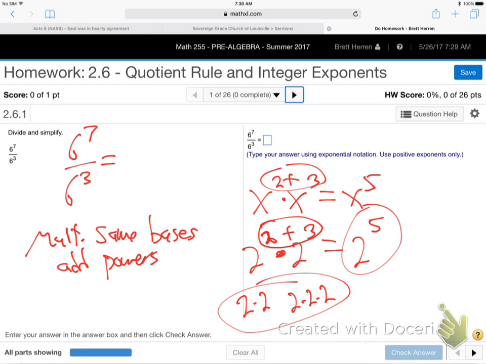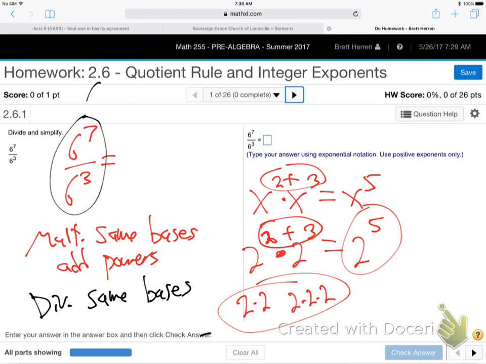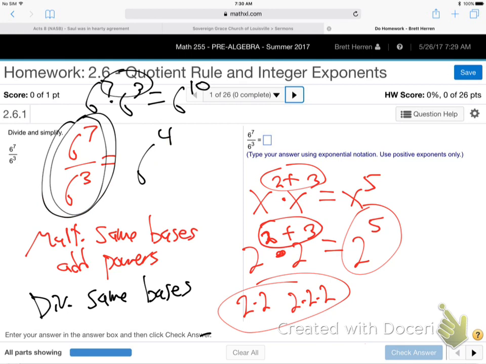So now that we have this one, what about if you divide same bases? Because here I'm dividing. I'm not multiplying. It's not 6 to the 7th times 6 to the 3rd. If it was, we would add the 7 and the 3 to be 10, huh? If we were multiplying them. But we're dividing them, so what do you think dividing is? Yeah, totally, huh? Subtract them. 7 minus 3 is 4. We're done. Right? Divide same bases, subtract powers.